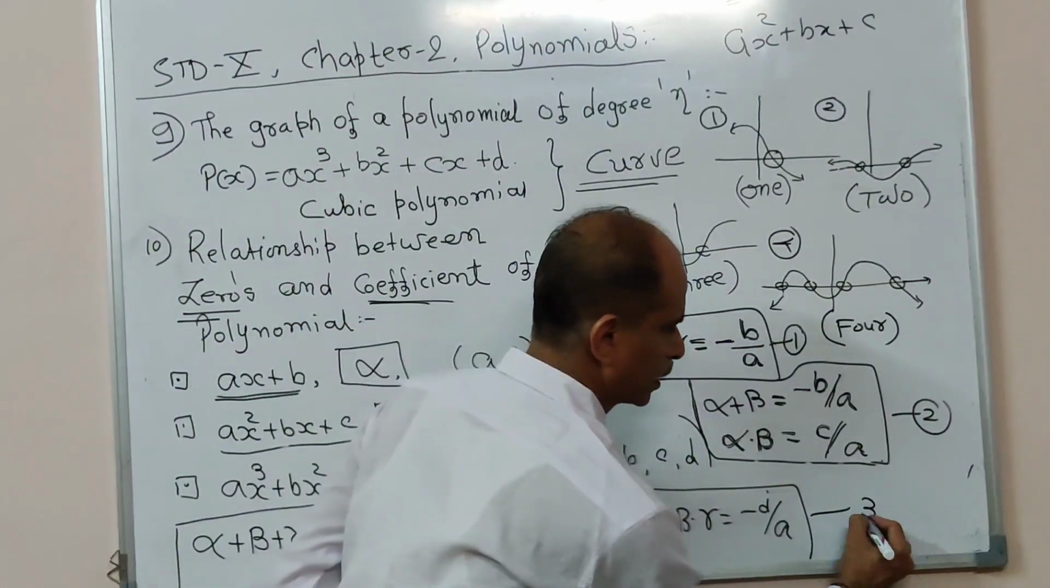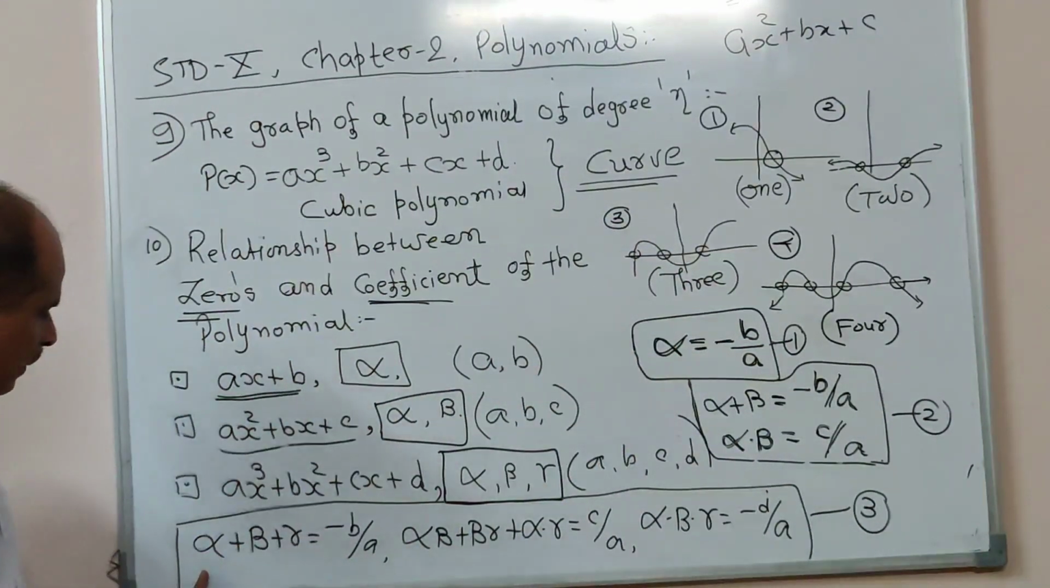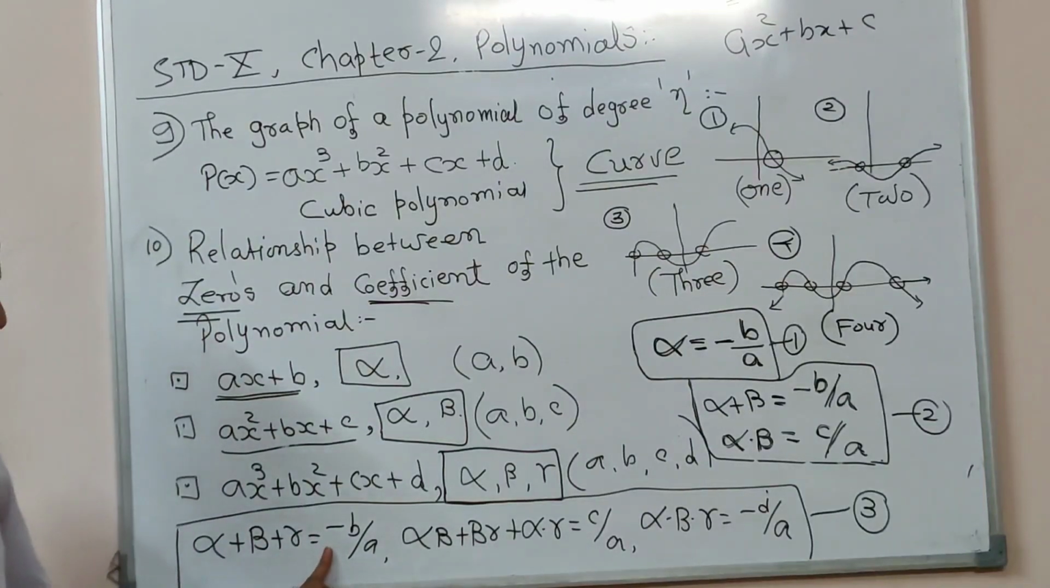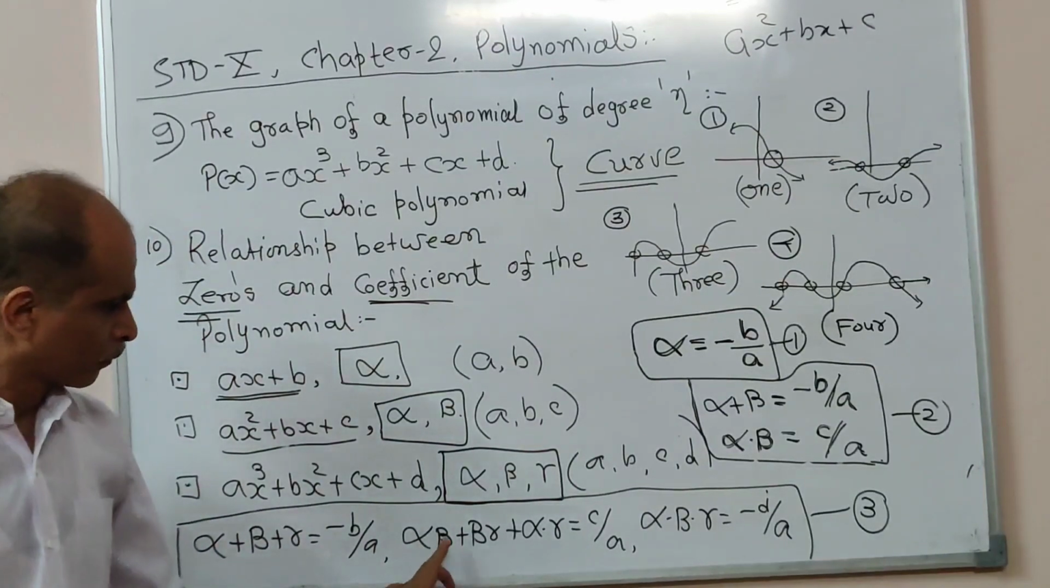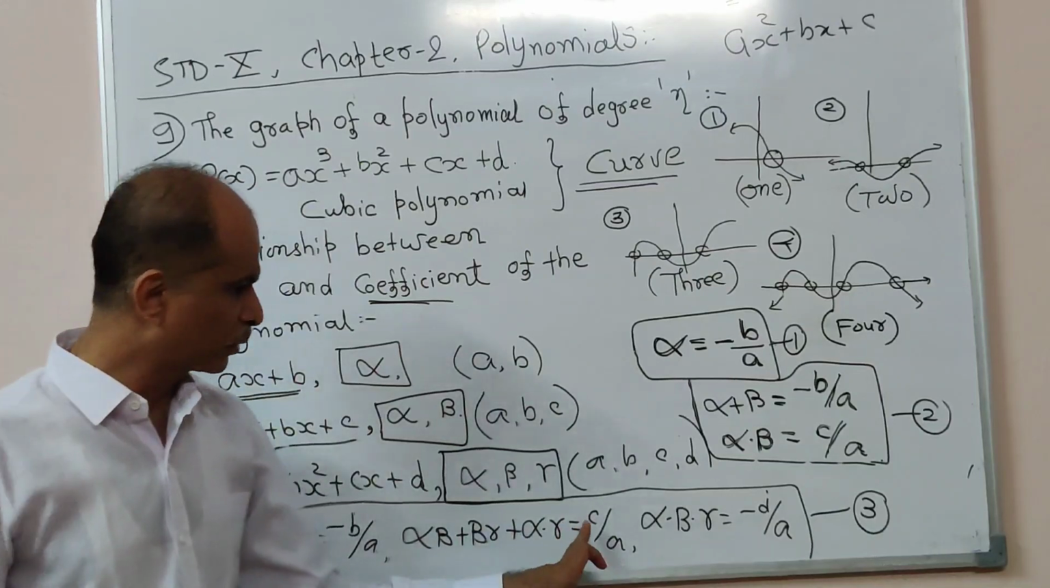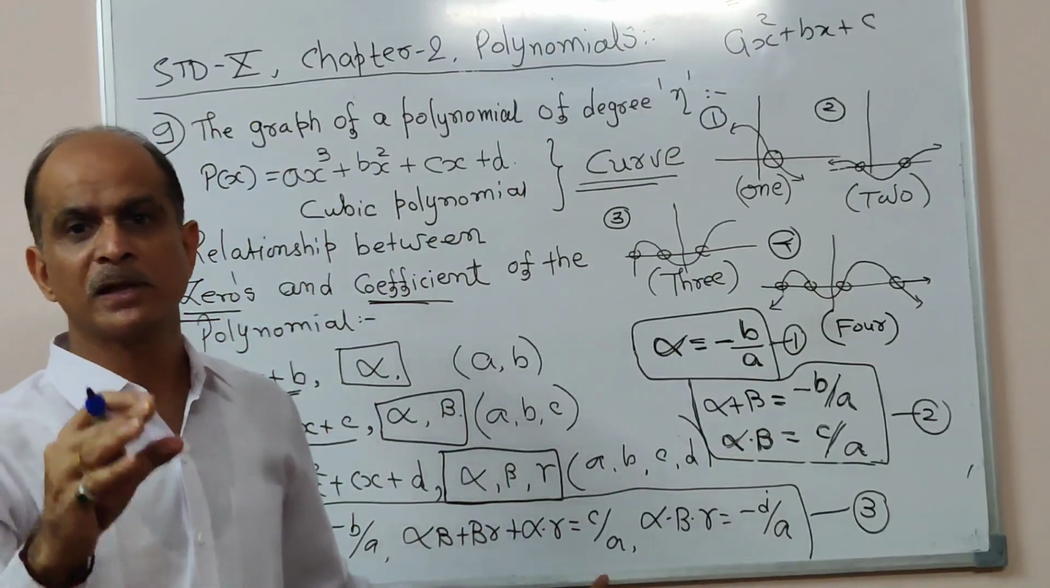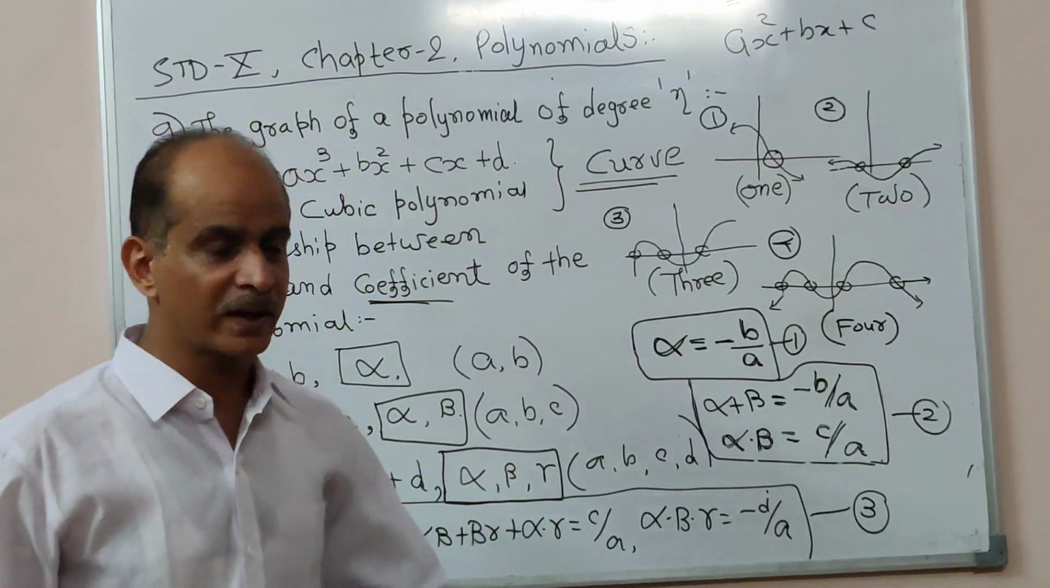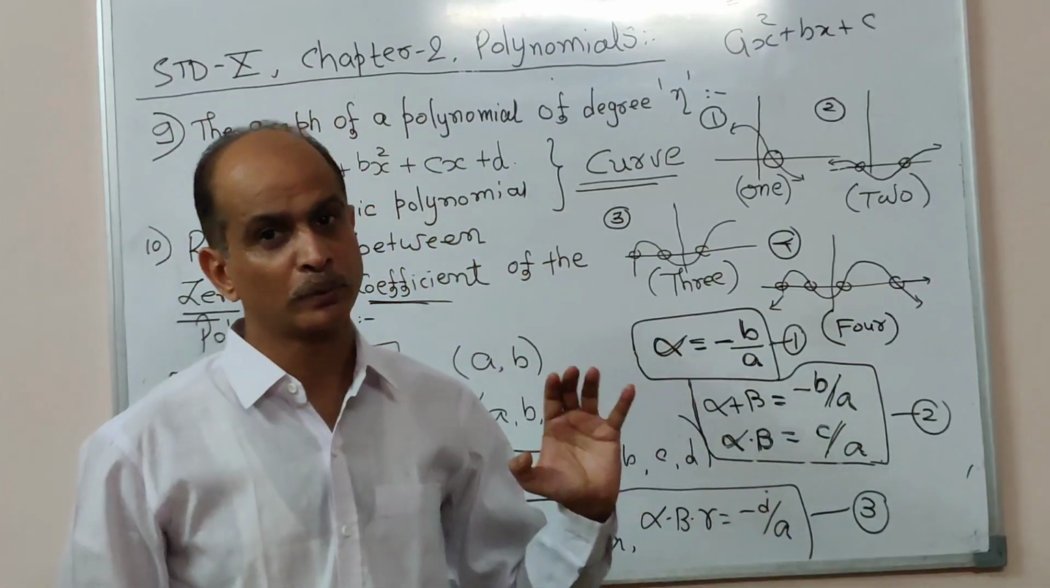And the very important third formula is alpha plus beta plus gamma is equal to minus b by a. Alpha beta plus beta gamma plus alpha gamma is equal to c by a, and alpha into beta into gamma is equal to minus d by a, and this is for a cubic polynomial.